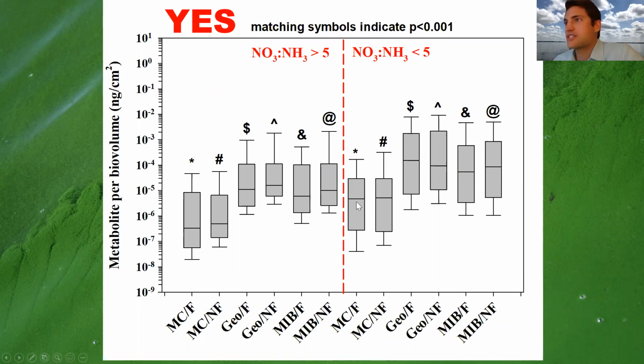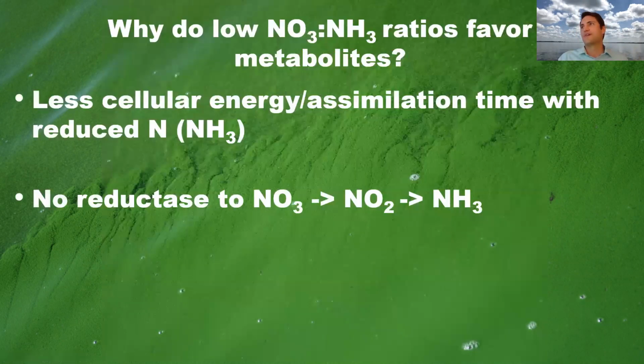They're just simply, and if you go through, you will see this link that in all cases, they were significantly higher when the nitrate to ammonia ratio was less than 5. So when that's less than 5, we found the metabolites are way higher, the concentrations are way higher. So why? Why would this be? Is there a reason again, or is this just correlation?